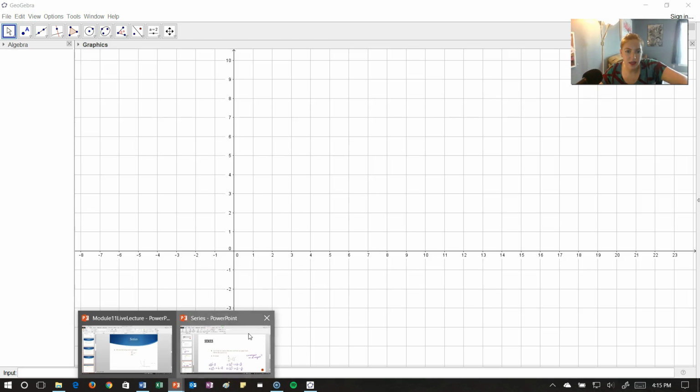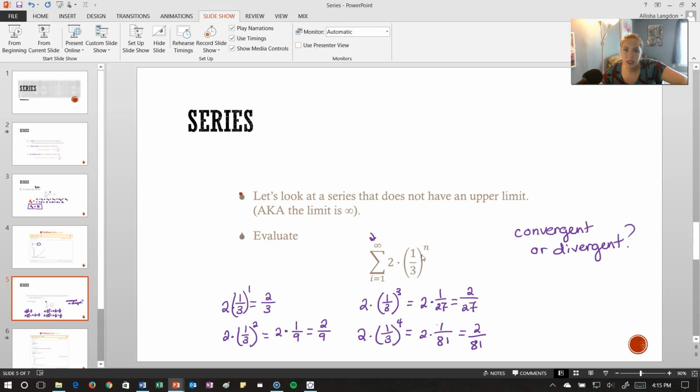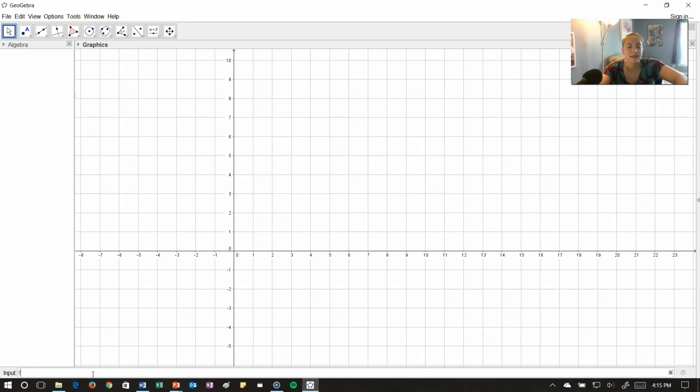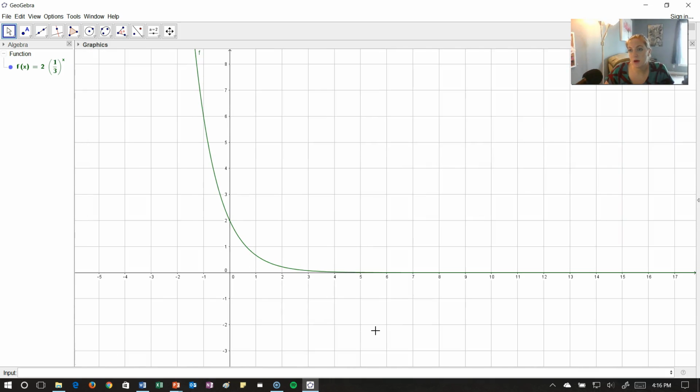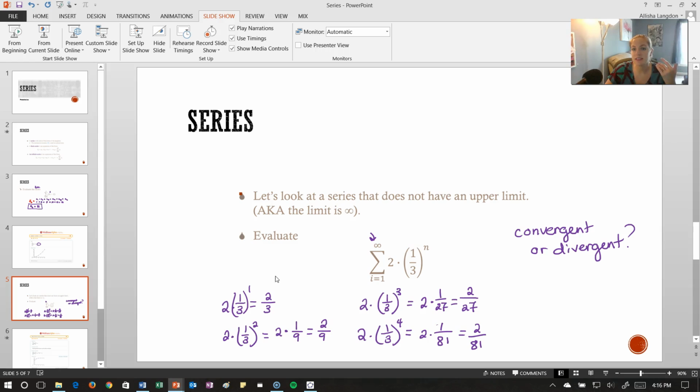So our graph is 2 times 1/3 to the n, which we can just type in as f of x equals 2 times 1/3 to the x. Just use x instead of n. I mean, that's all we're doing here. Press enter, and you can see it does converge to 0, right? It gets closer and closer to that asymptote, so it does converge, so we know there will be a number. That means we can go ahead and just add these numbers together and see where we're getting closer to.